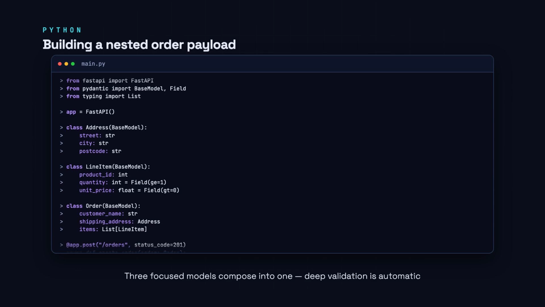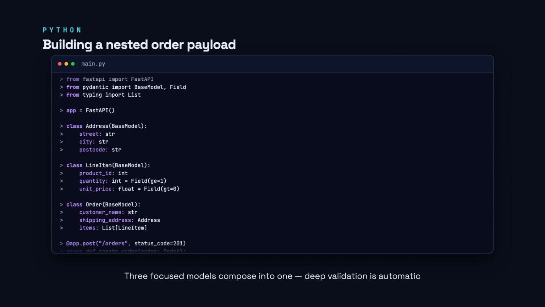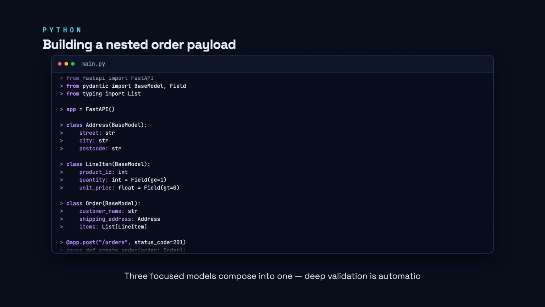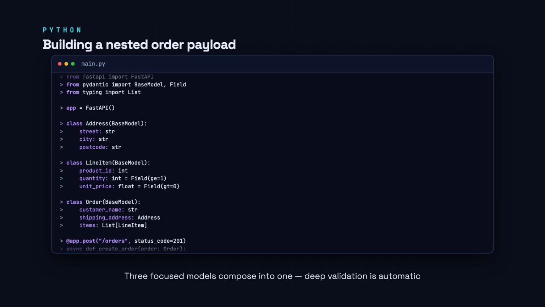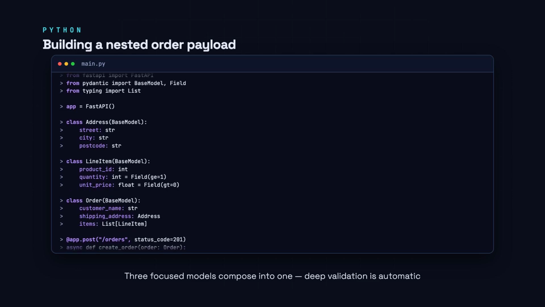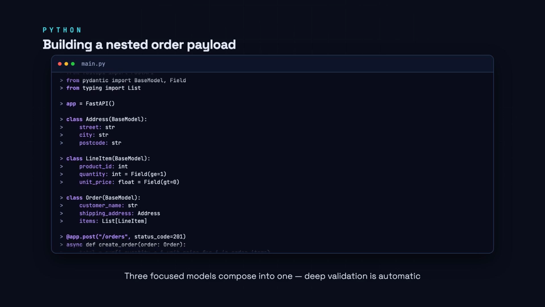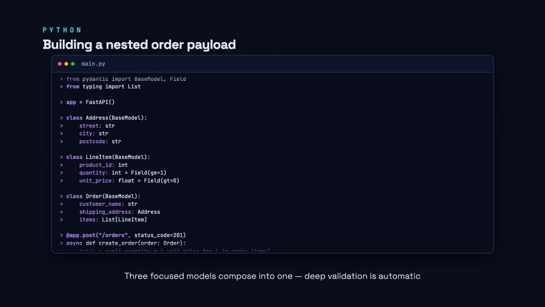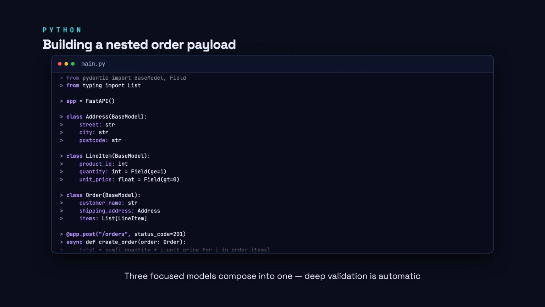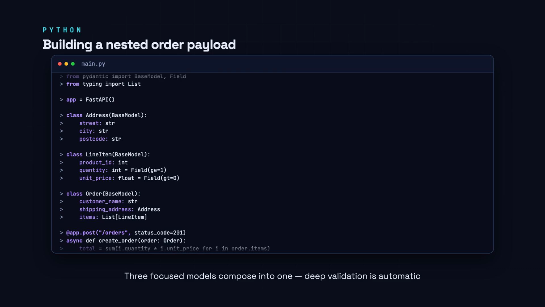We define 3 models. Address holds street, city, and postcode. Line item holds a product identifier, a quantity constrained to be at least 1 using Field with ge equals 1, and a unit price that must be greater than 0. Then order references both. Shipping address is typed as Address, and items is typed as list of LineItem.